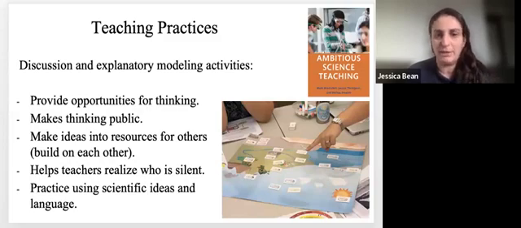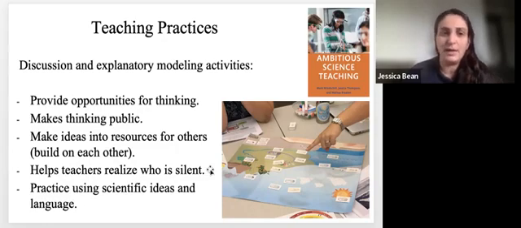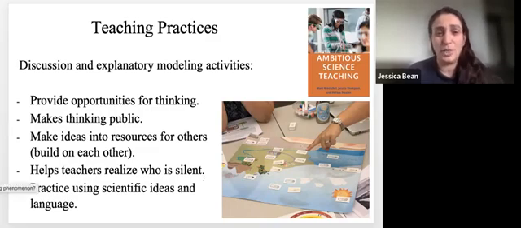So a lot of these shifts and these teaching practices that I use come from ambitious science teaching, which again, really emphasizes student discourse and explanatory modeling, which allows opportunities for thinking, making ideas public, and those public ideas can then become resources for others. And it really can help you as a teacher also understand who's silent and maybe why they're silent or not participating. And it provides authentic opportunities to actually practice using scientific ideas and language. So we're going to do a little bit of that today, I promise. I'm going to stop talking at you in just a second.